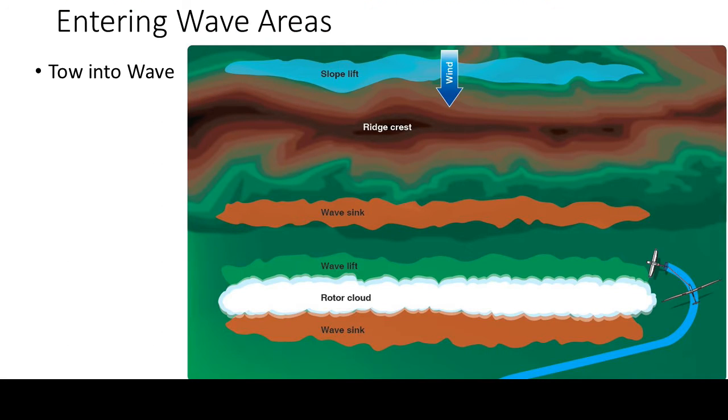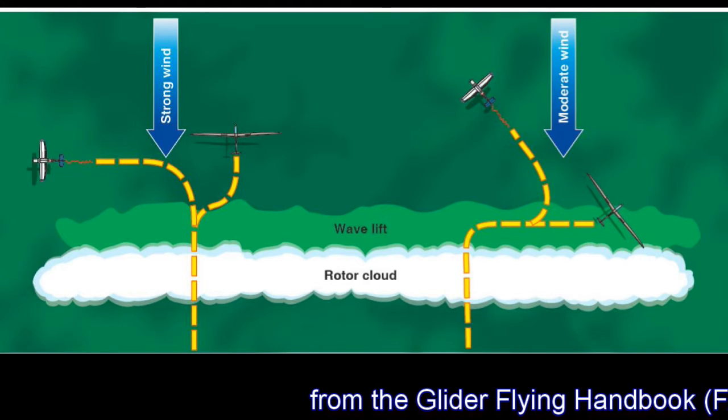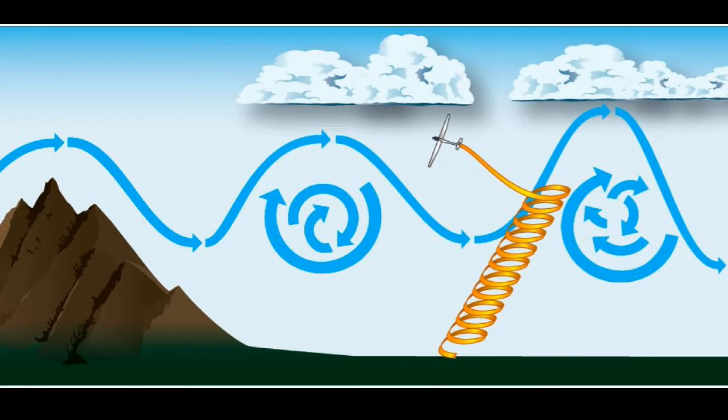To enter the wave, you could tow to it. Here we illustrate going around the rotor area and entering the wave lift from the side. In this illustration, different tow strategies entering perpendicular to the wave are illustrated depending on the wind speed. You could also thermal into the wave. However, oftentimes the stable air that generates good wave flying makes for poor thermal conditions. In this illustration, the glider also utilizes the upward motion on the upwind side of the rotor, which can be very turbulent, to climb into the smooth wave flow.